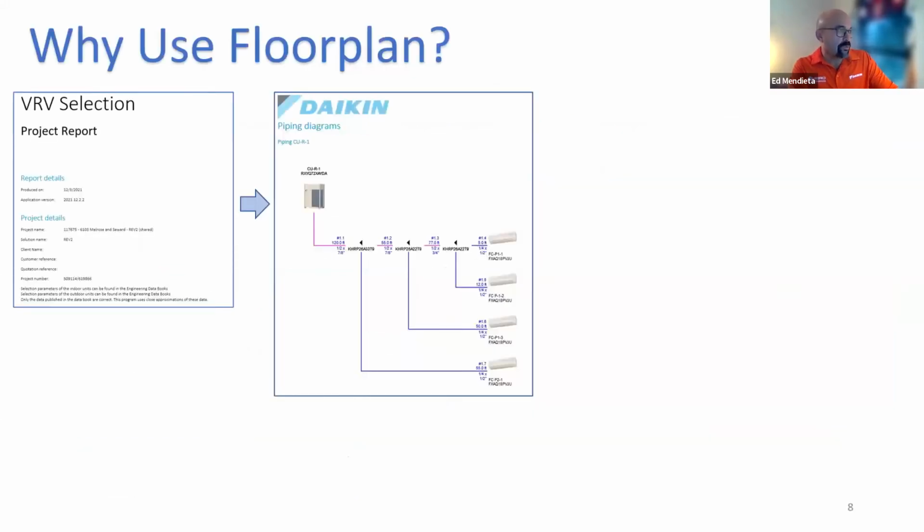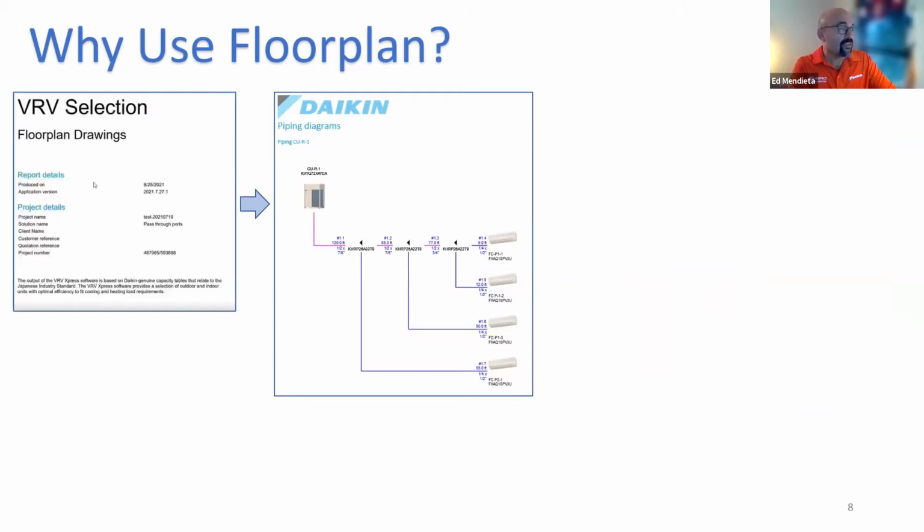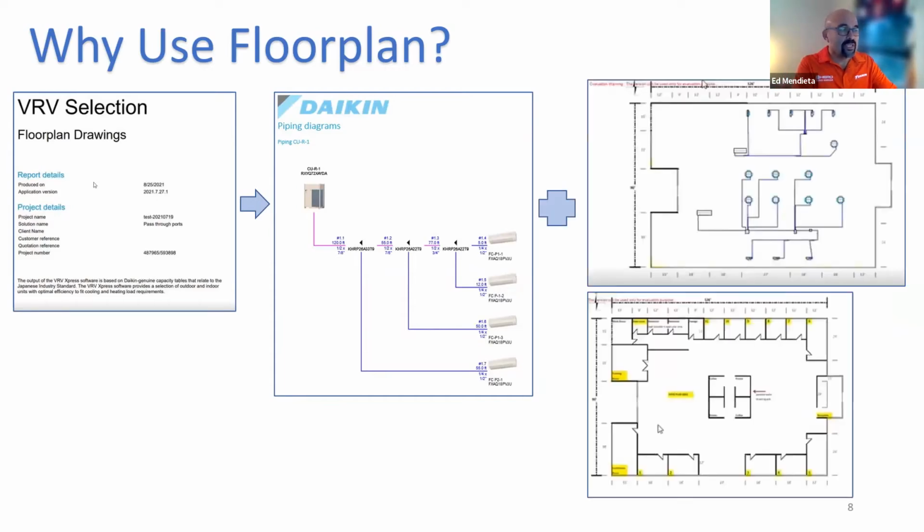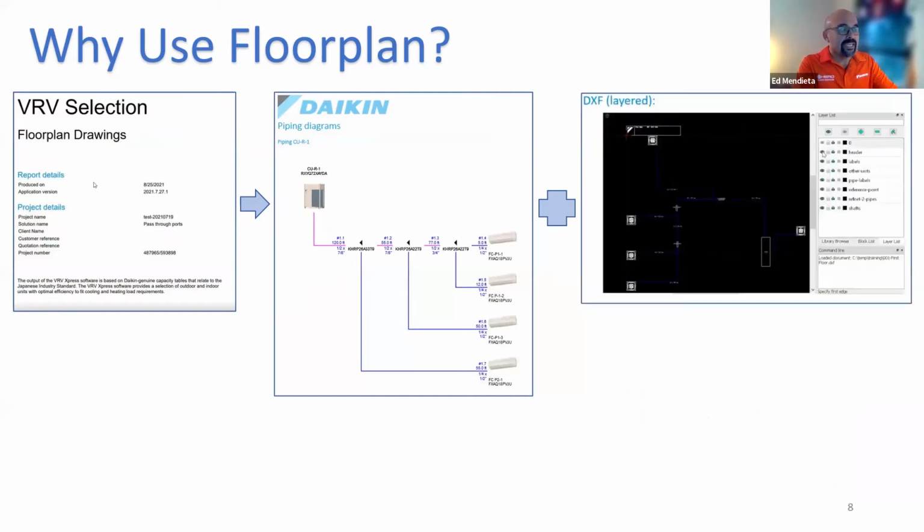So why use floor plan? As you can see here are just a couple of snippets of the VRV selection project report and the output, which is a piping diagram. Now you'll get the same piping diagram in the floor plan version of WebExpress. However, in addition to that, in your report, you'll see that there is an image of the floor plan with the drawing of the layer of the piping and the indoor units in this particular floor plan, or the outdoor units if you're showing the rooftop. Plus, you'll also get a layered CAD drawing as an output.